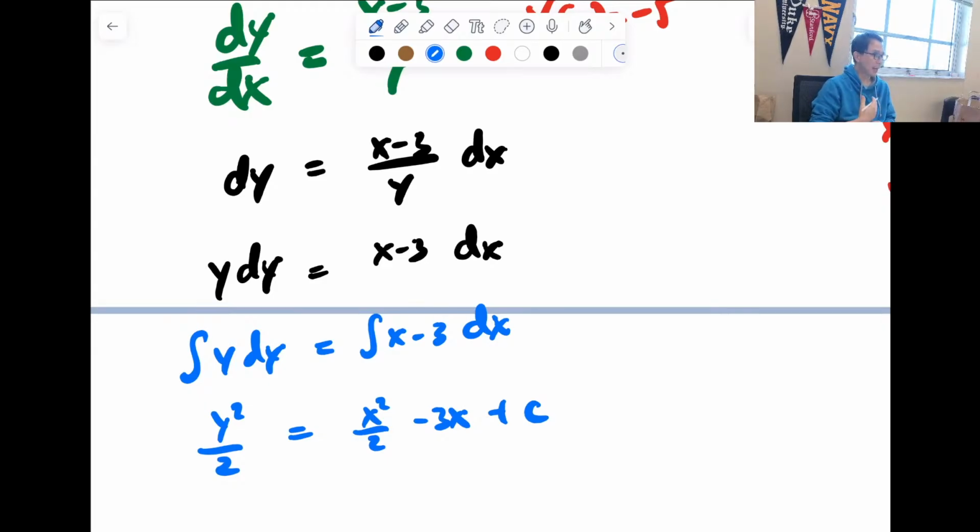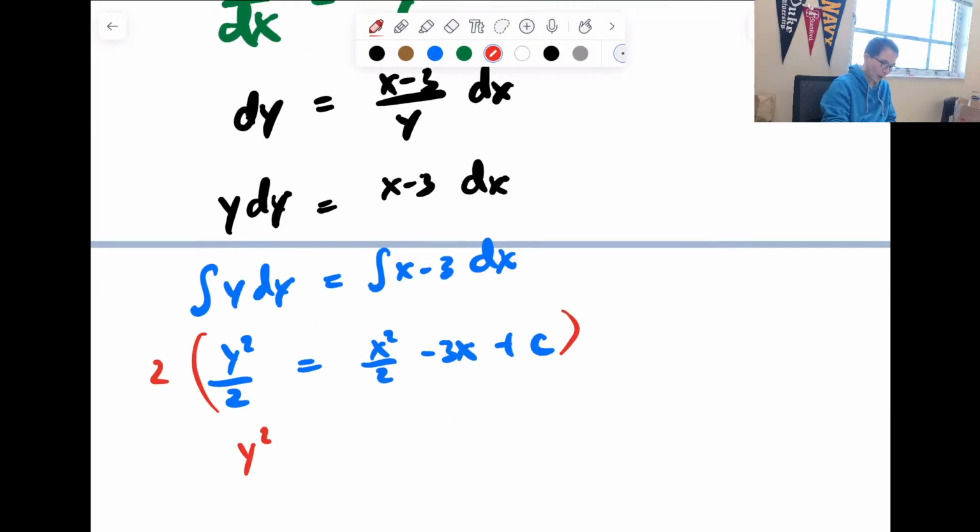My habit is I usually don't evaluate c until the end. So I'm going to multiply both sides by 2. Now here's the thing you have to pay attention to. That's going to be y squared equal to x squared minus 6x plus c. Why c, not 2c? Because c is not yet determined, because you haven't plugged in the initial condition. If you multiply c by 2, it's still going to be c. Even c divided by 2 is still going to be c. So c is determined after you plug in the initial conditions.